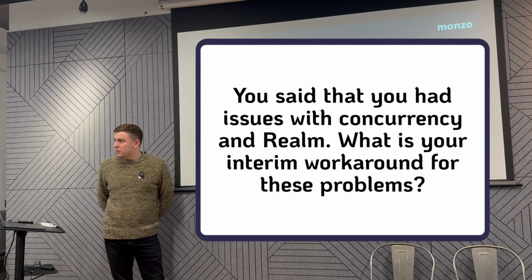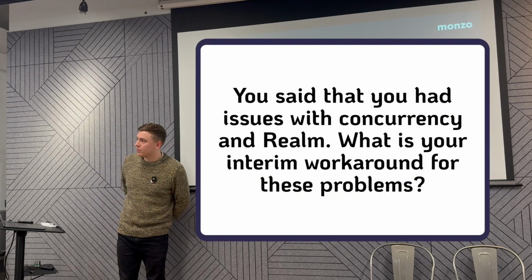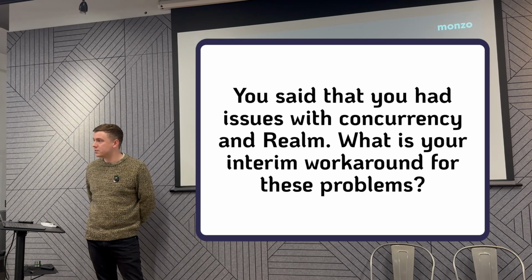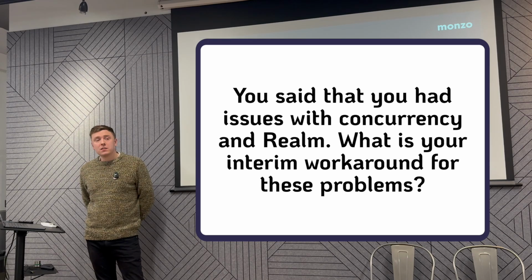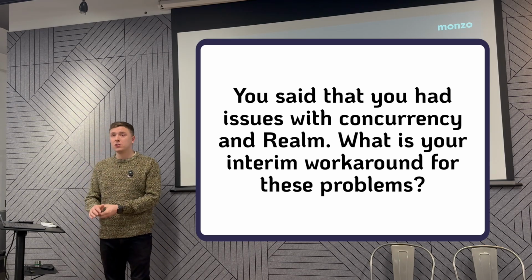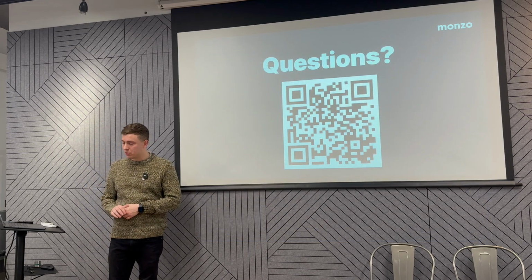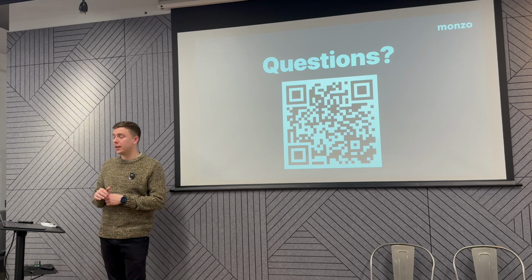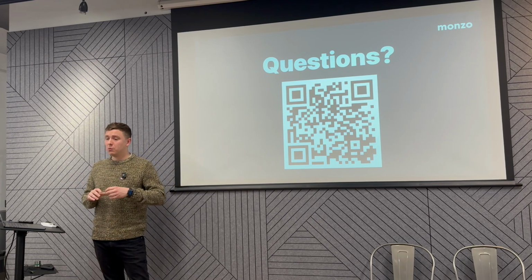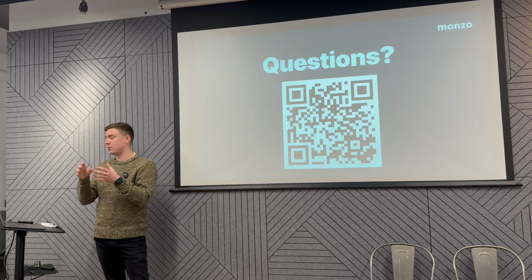Well, sorry, whilst we're on Realm, you said you had some issues with the concurrency stuff around how it was accessing it. Yes. And what's your interim workaround for fixing those problems? Yes, quite important. Yeah, sure. So we have a concept called a data source in our new unified architecture, which abstracts the way of fetching a piece of data.